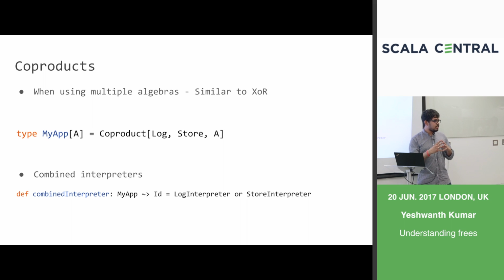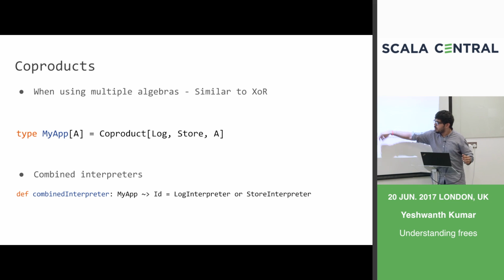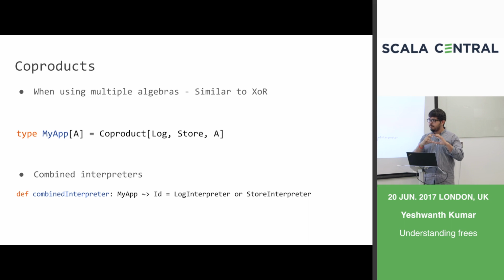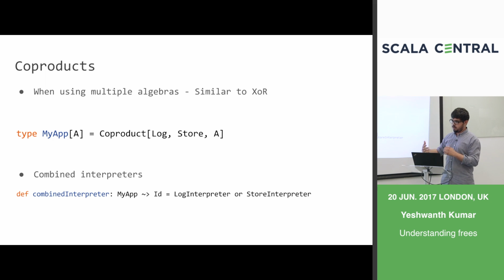Does that make sense? So basically what you would do here is, you have your log, you have your store and the return type, and my app basically represents your log and store. So in your program, or rather in your smart constructor, which we'll show you in a bit, you could pass in my app, so you would be able to use all the algebras from these two, right? And you can interpret it, okay?